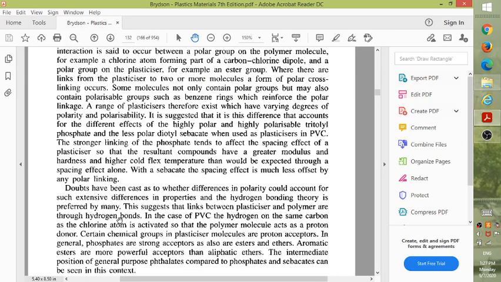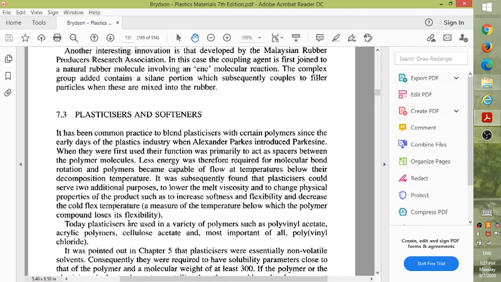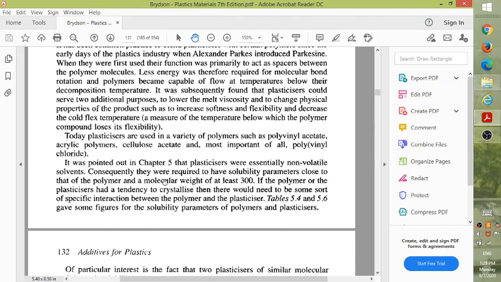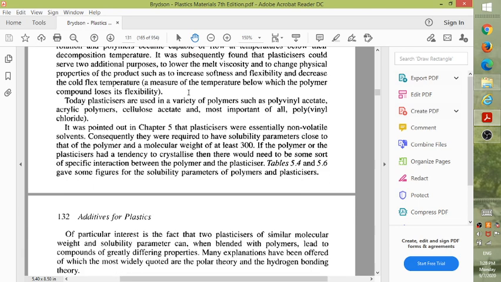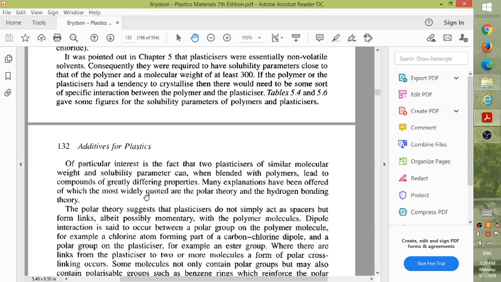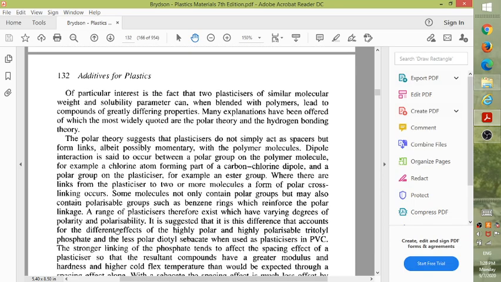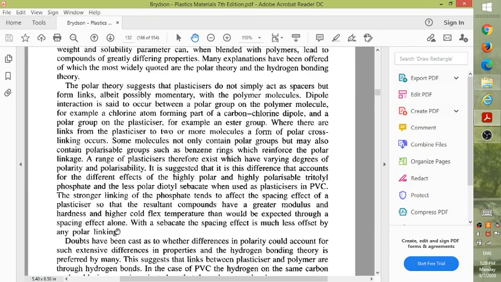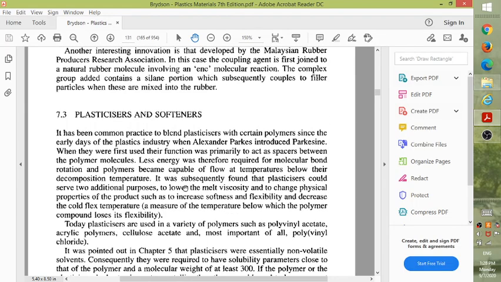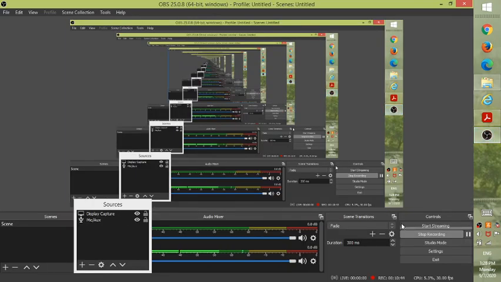So that's all regarding plasticizers and softeners. In this, you have to know the basic idea of plasticizer, the basic idea of softener, and you also have to know the polar theory and why it is ruled out, and then the hydrogen bonding theory. So these four things you have to know, then you can easily write about plasticizers and softeners. I hope this is clear. Read it carefully, you will understand.